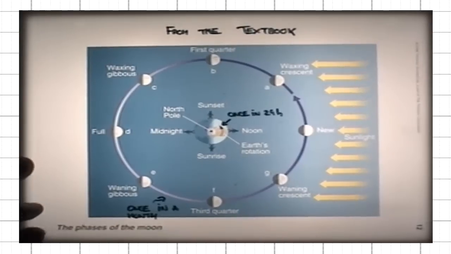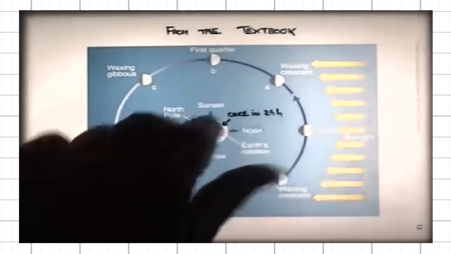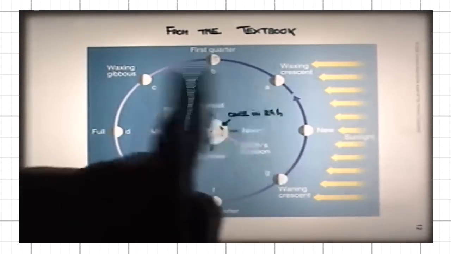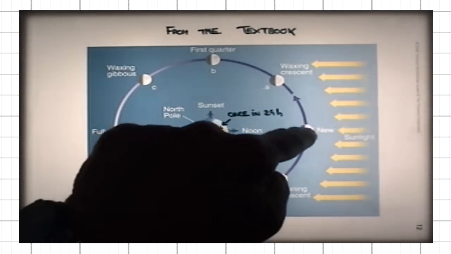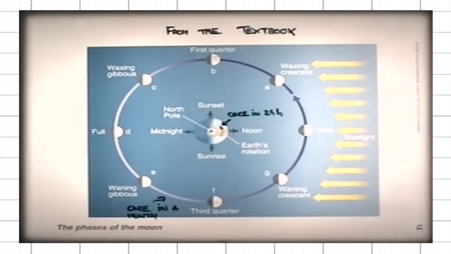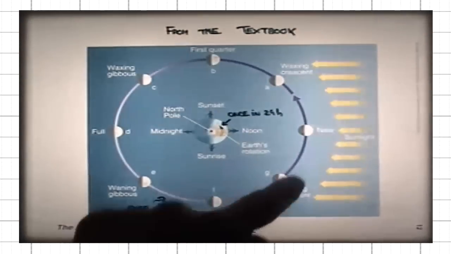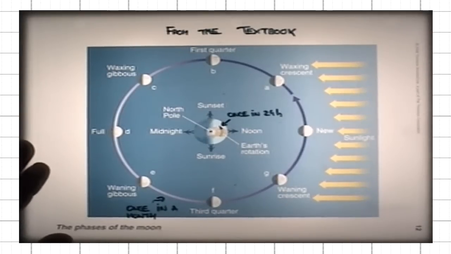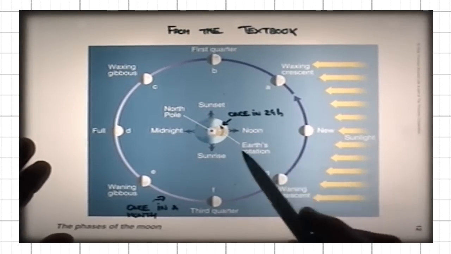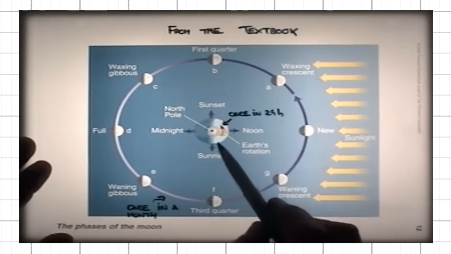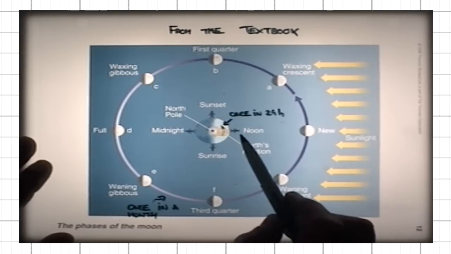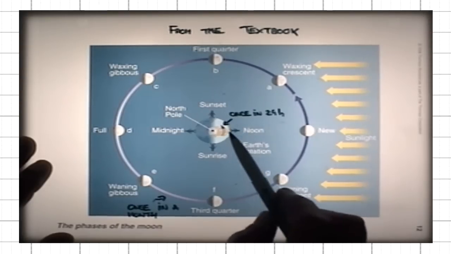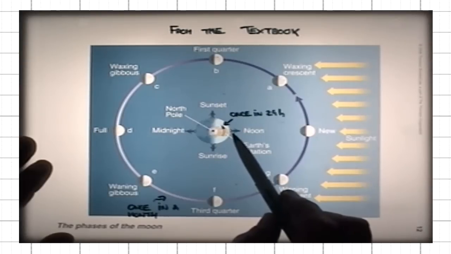When you read this diagram, keep these two different rates in mind. It takes Earth 24 hours to spin around once. It takes the Moon 1 month, 30 times longer, to make one complete revolution. Okay, so there are several important positions denoted here on this diagram for an observer on the Earth.